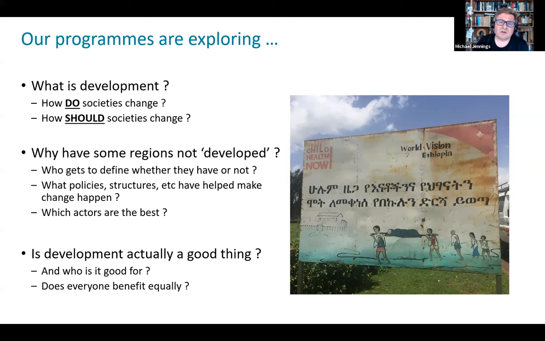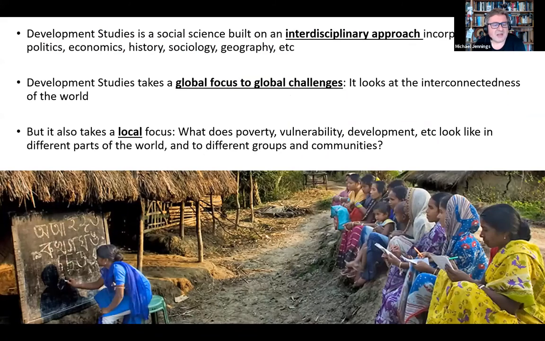So development studies looks at all of these various arguments, looks for evidence for each, and then helps you make up your mind about what you think development is, what you think development should be, and how good change can be brought about. And I want to emphasize this is about supporting you in developing your own thinking and your own learning. There are no easy answers to this.